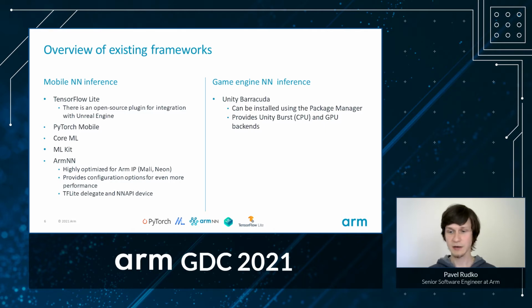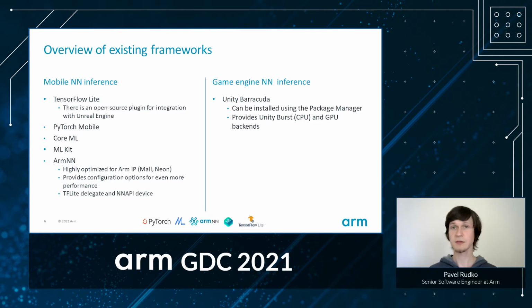But Unity has taken another approach. They have created their own mobile inference framework, which is called Barracuda, and it can be easily installed in Unity as any other asset used in Package Manager. It provides a GPU backend which relies on compute shaders and also a very fast CPU backend which uses Unity Burst technology.